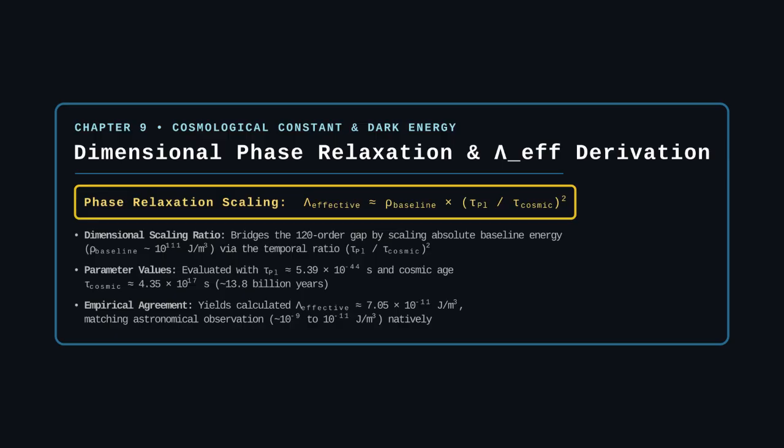Multiplying 4.6 times 10 to the power of 111 by the square of 5.39 times 10 to the power of minus 44 divided by 4.35 times 10 to the power of 17 yields lambda effective approximately equal to 7.05 times 10 to the power of minus 11 joules per cubic meter. This dimensional scaling ratio bridges the 120 order of magnitude gap, yielding an effective expansion density that aligns with observational cosmological data, 10 to the power of minus 9 to 10 to the power of minus 11 joules per cubic meter.